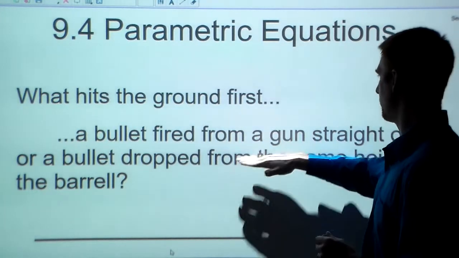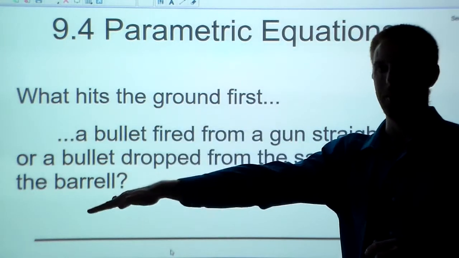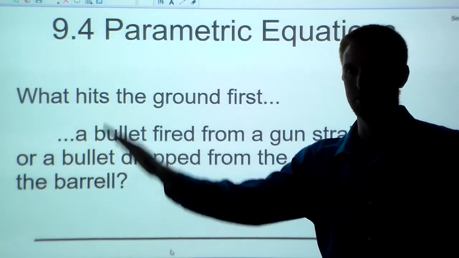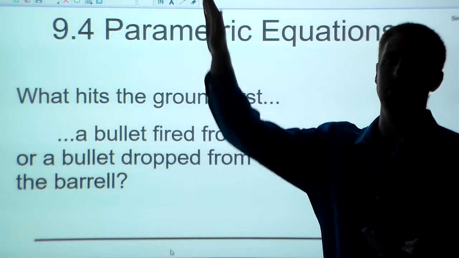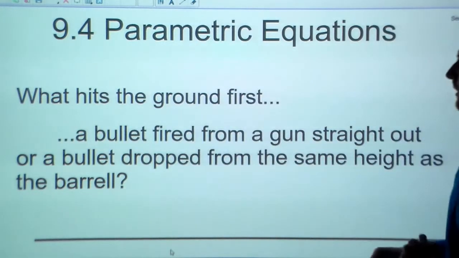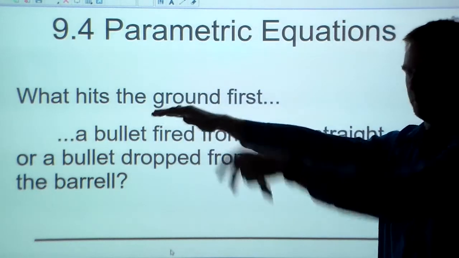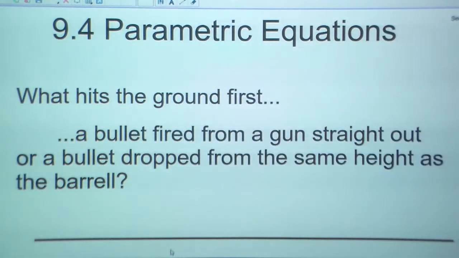All right, so it's important that it's fired straight out, horizontal, because if we aim up or down at any amount, it's going to go down faster. If we shoot it up in the air, it's going to be in the air for a long time. So straight out, horizontal. And if I dropped a bullet at the exact same time, just literally dropped it as soon as I fired it, which one is going to hit the ground first?